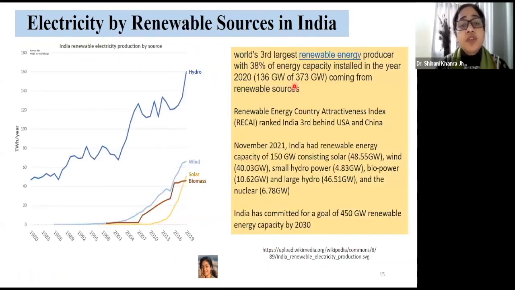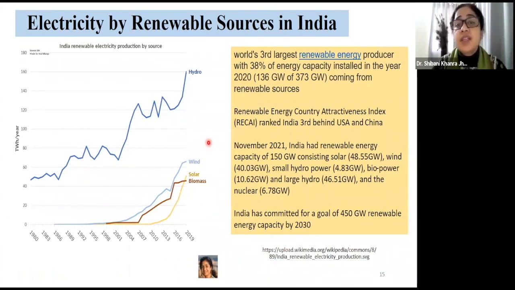Now let's focus on the different elements of renewable energy itself. In the context of India, you can see that hydro takes a major share in renewable energy, followed by wind, and then biomass and solar. Currently, India is considered the world's third largest renewable energy producer, with 38% of energy capacity.